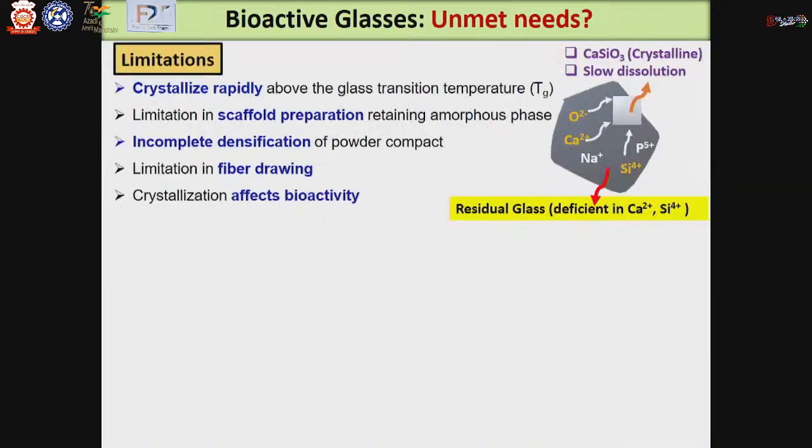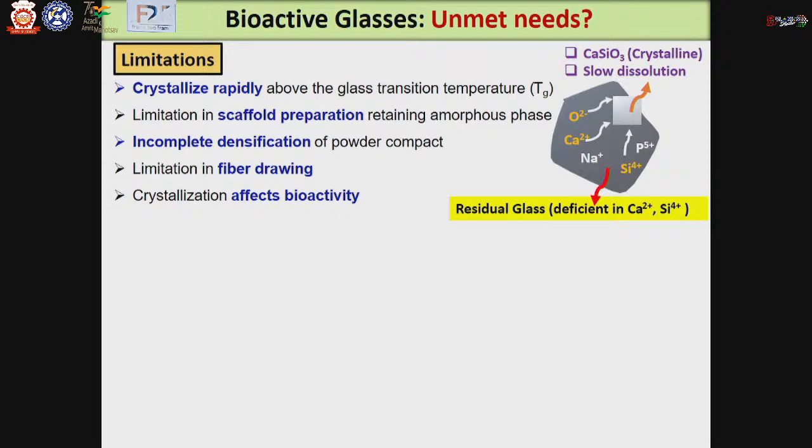I'll show how. These are the major limitations of bioactive glasses. The main limitation is the crystallization tendency. Whenever we are trying to prepare a scaffold or draw a fiber, there is a sintering step or drawing step involved, which happens at a much higher temperature than Tg. Whenever we go above Tg, this glass will rapidly crystallize, and that will affect the sintering process and the fiber drawing process, as well as the bioactivity, because the crystal phase is not as easily dissolvable as the glassy phase.